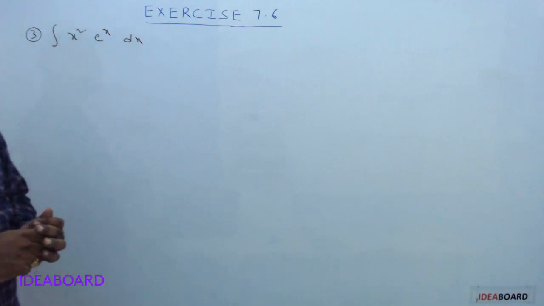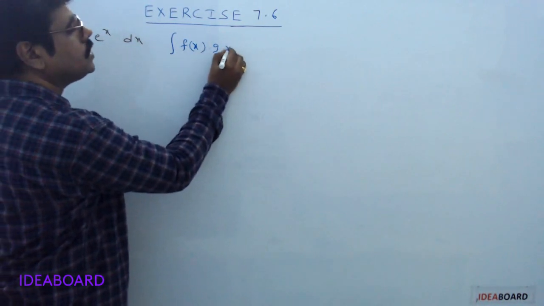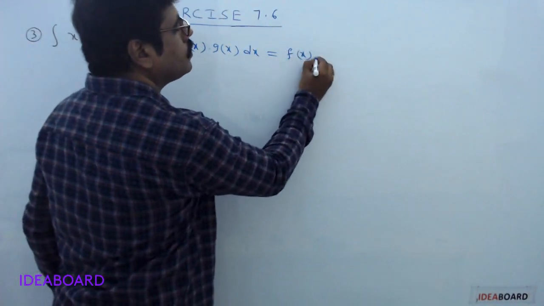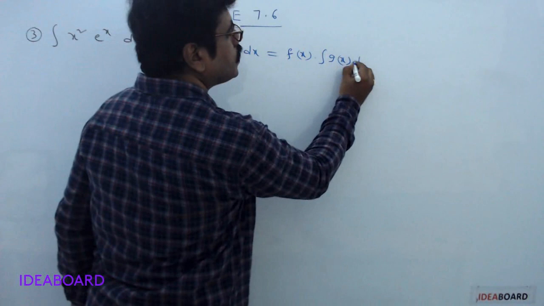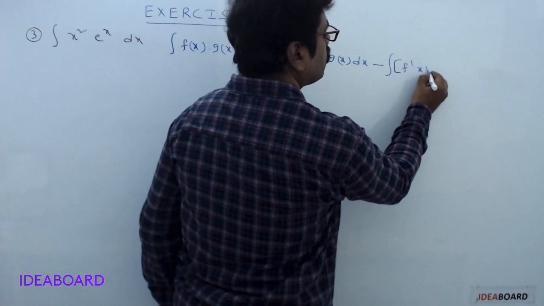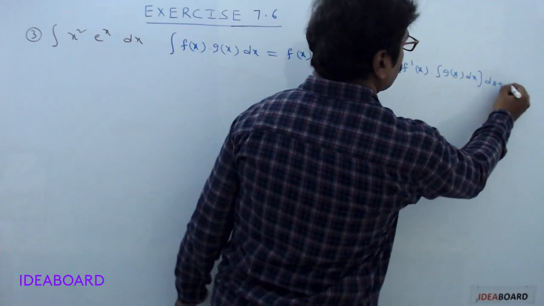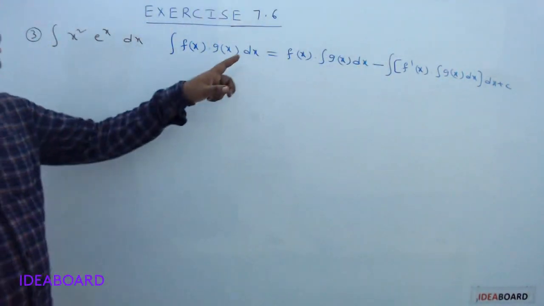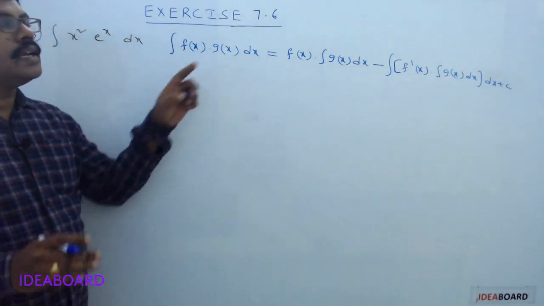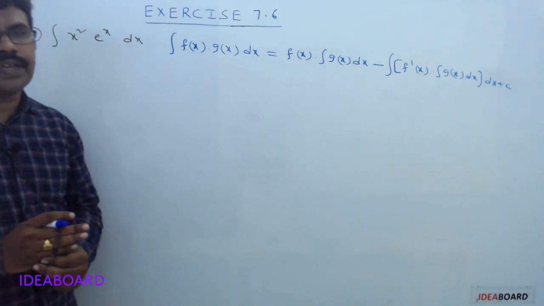Now tell me, what is the integration by parts formula? Integral f of x into g of x dx equals f of x into integral g of x dx minus integral of f dash of x into integral g of x dx into dx plus some constant c. Now this is the formula of integration by parts. Before applying this formula, choose the functions f of x and g of x.